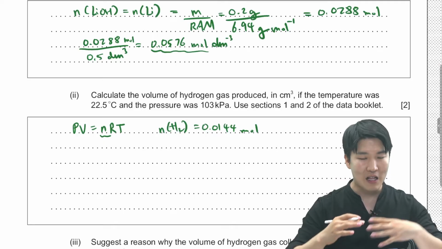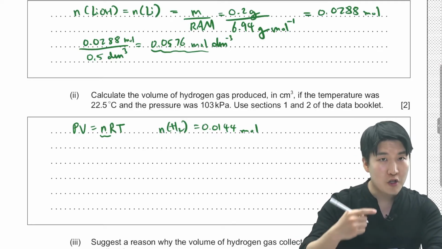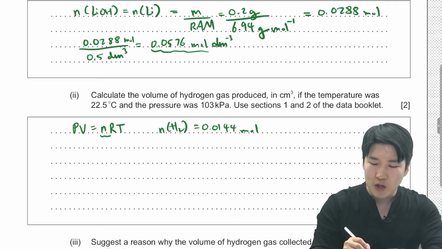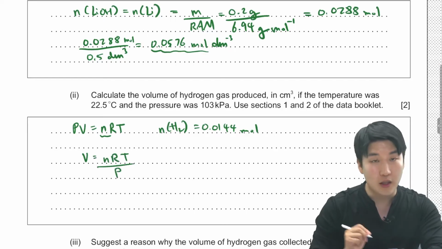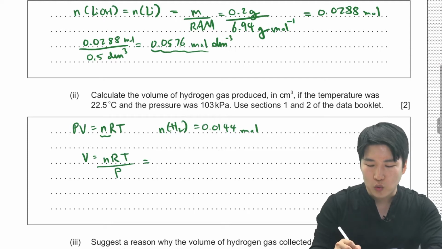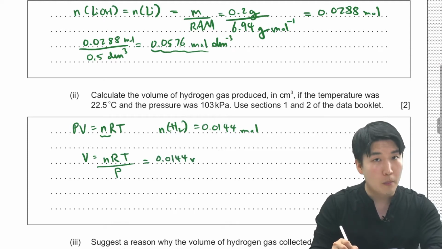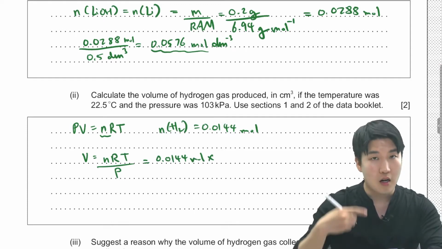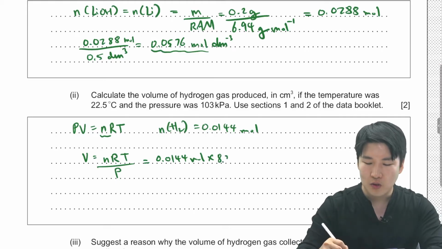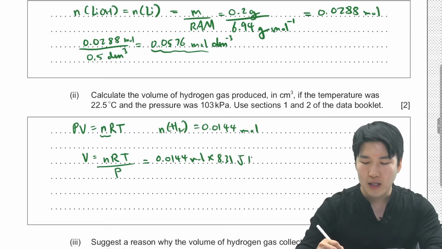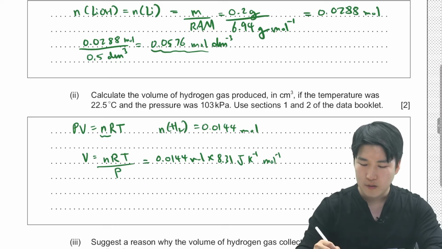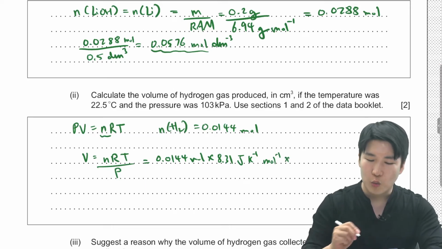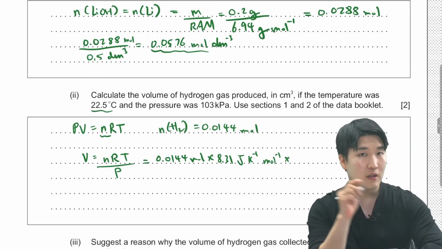So let's put the values into the rearranged ideal gas equation. We're trying to find the volume. So volume equals nRT over P, which would equal 0.0144 mole times R, the gas constant. Look it up in your data booklet, 8.31 joules per Kelvin per mole is the answer, times temperature. We are given 22.5 degrees Celsius.